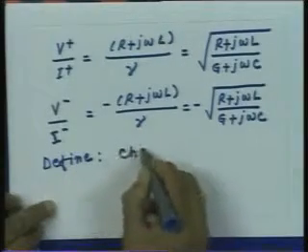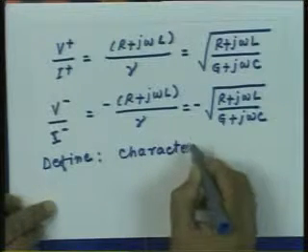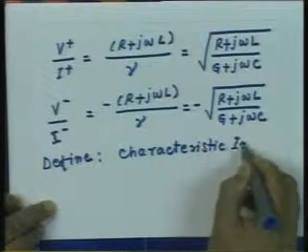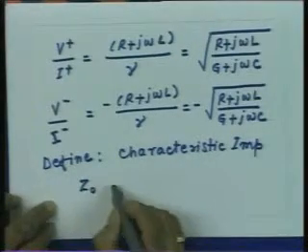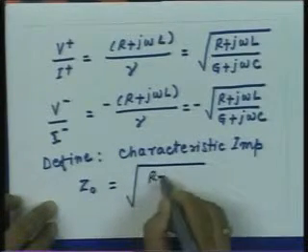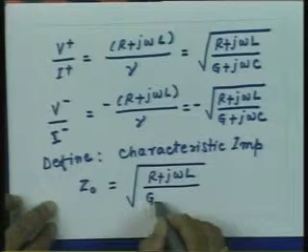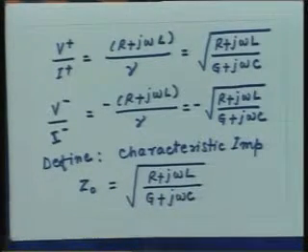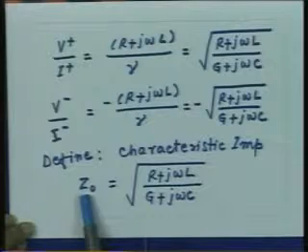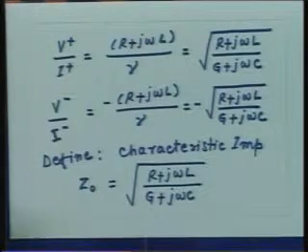So, we define a quantity called the characteristic impedance, which is denoted by Z naught, that is equal to square root of r plus j omega L divided by G plus j omega C. Later on you will see that this quantity Z naught, the characteristic impedance of the line, governs the energy flow on the transmission line. So, two parameters, the propagation constant gamma and the characteristic impedance Z naught, completely characterize the propagation of a transmission line.